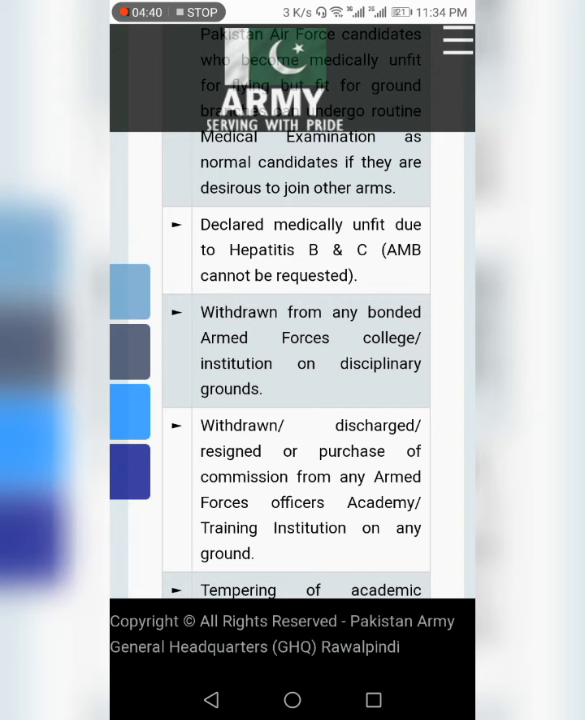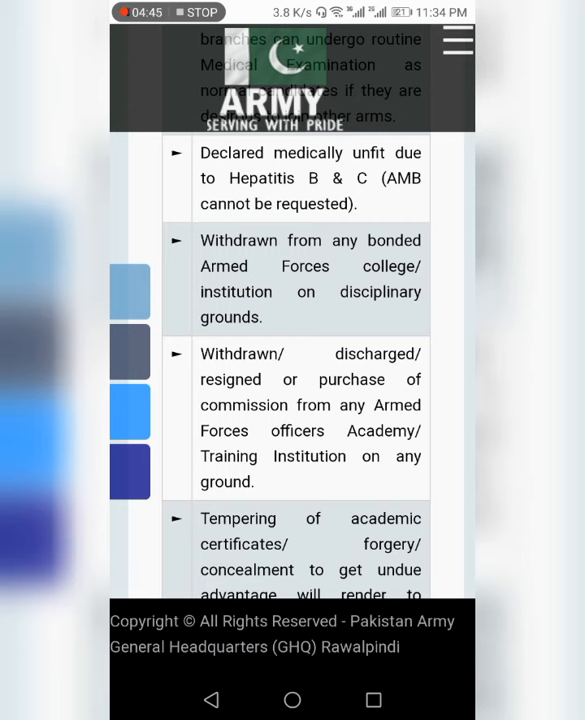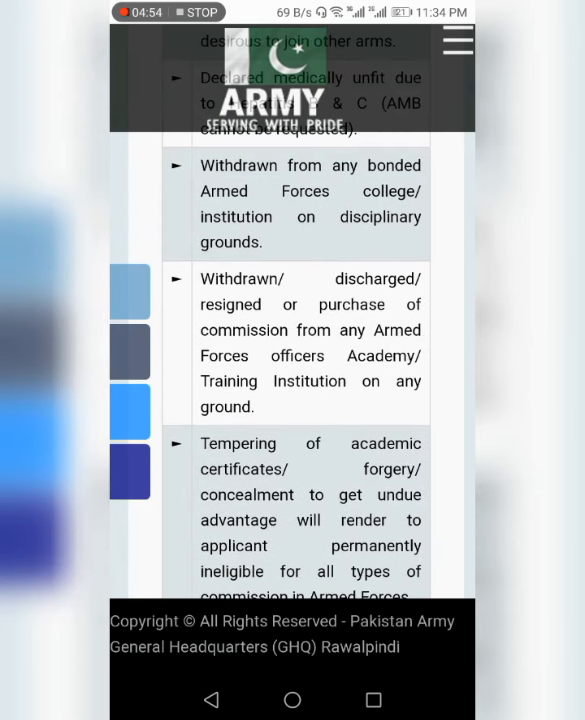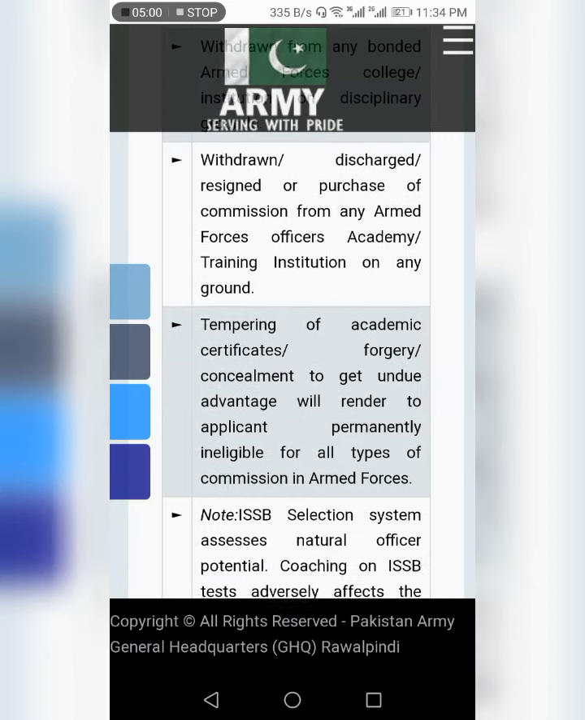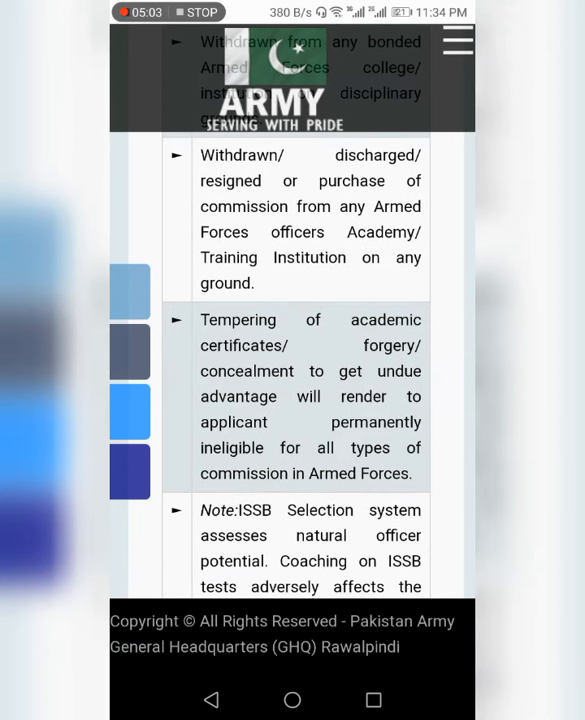Withdrawn from any bonded army forces, college, or institution on the basis of discipline. If you are removed from any college or government institution, you are not eligible. Withdrawn, discharged, or under purchase of commission from any Armed Forces Officers Academy or training institution on any ground, tampering of academic certificates, forgery, or concealment to get undue advantage will render the applicant permanently ineligible for all types of commission in the armed forces.